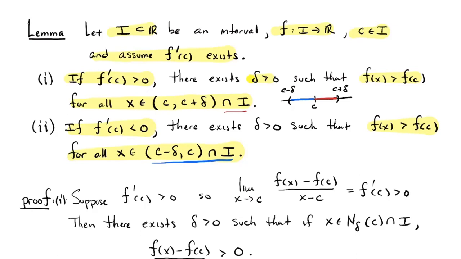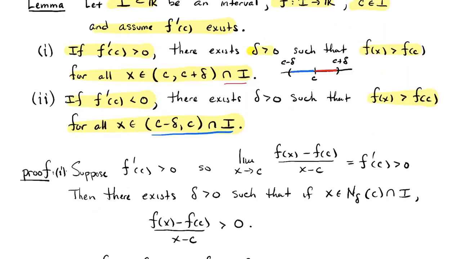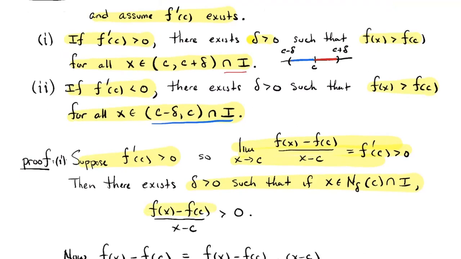Okay, so how to prove this? I'm just going to prove part 1. Let's take the notation from the theorem and suppose, for example, that f prime of c is positive. Well, that means that this limit exists and is greater than 0, right? The f prime of c is by definition the limit of that difference quotient. So if that limit is positive, there's some two-sided delta neighborhood of c for which, if you take x in the domain of f in that neighborhood, the outputs of that difference quotient have to be positive.